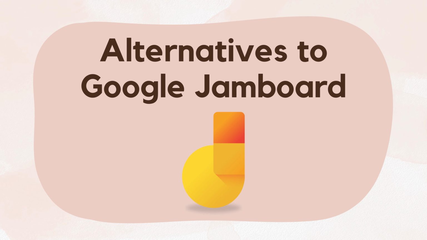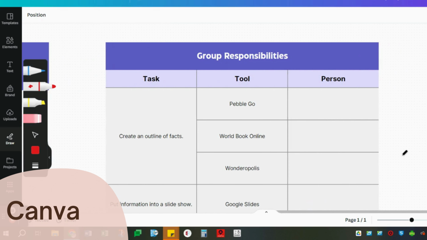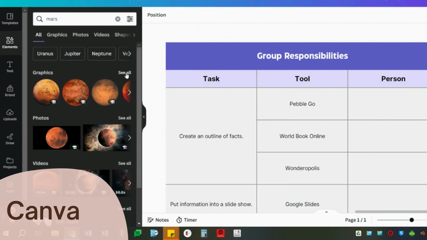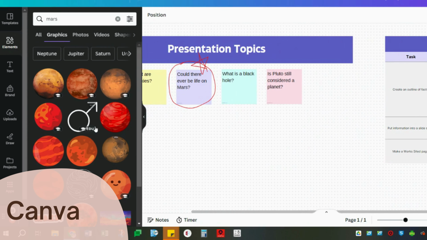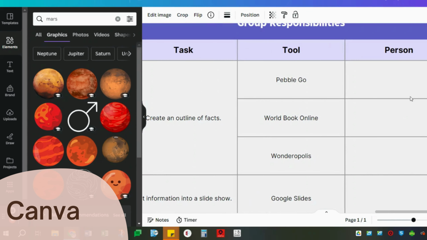Since Google Jamboard is going away in late 2024, we wanted to provide some alternatives that are available to use in CCSD 21. Let's start with Canva. Their whiteboard design is ideal for group collaborations because they've got lots of shapes and built-in content. You could even provide students with templates, and they can work together in real time.